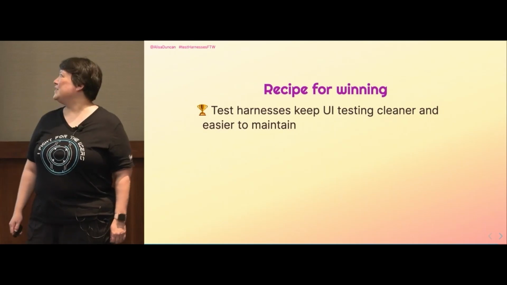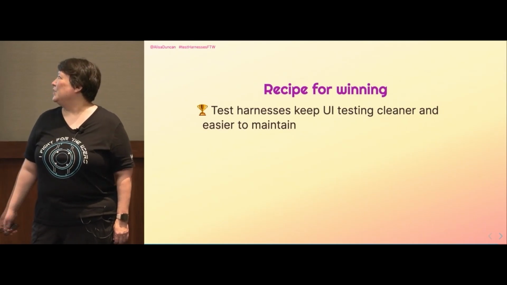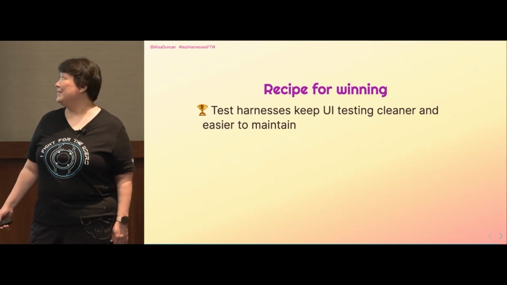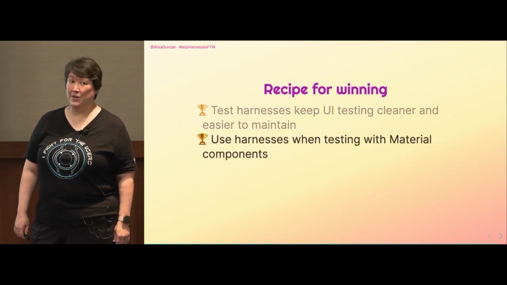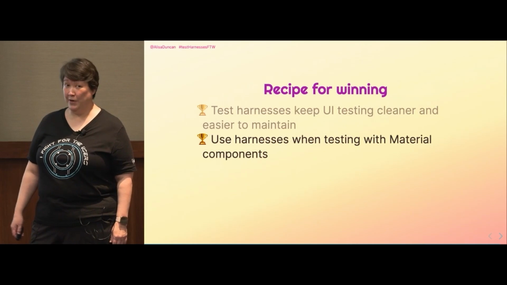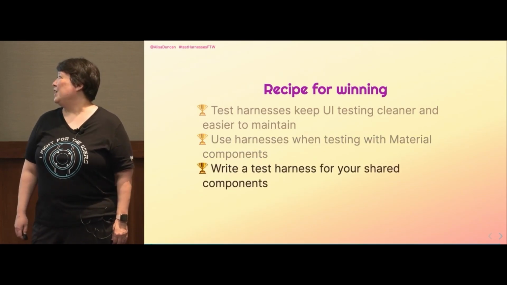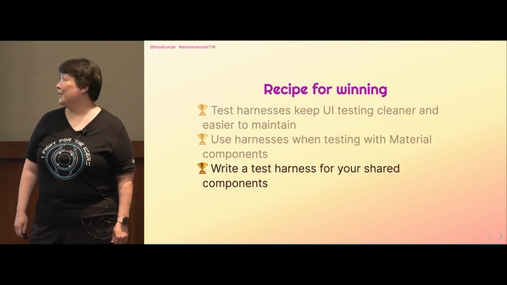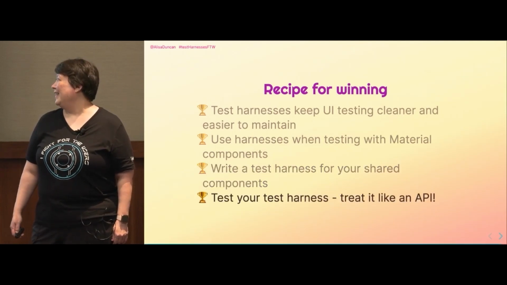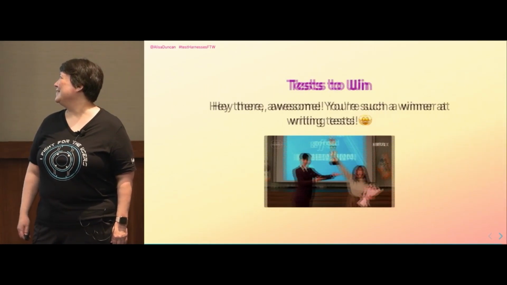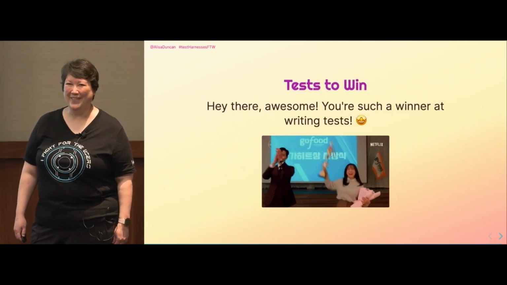So we have some recipes for winning. We could use test harnesses to keep UI testing cleaner and easier to maintain. You can use test harnesses whenever you're working with Angular Material components because they're already built in, so you might as well take advantage of it. And you want to write test harnesses for any of your shared components. And don't forget to test your test harness, right? And treat it like the API it is. So now you are such a winner at writing winning tests.